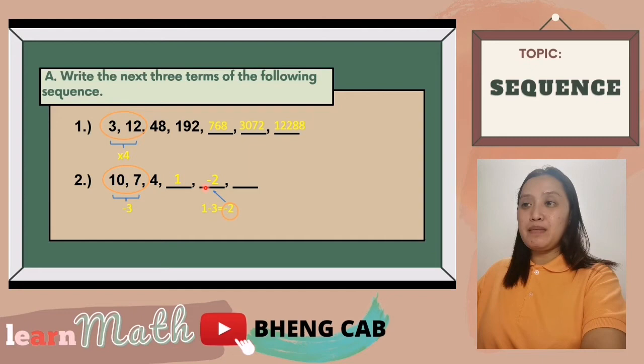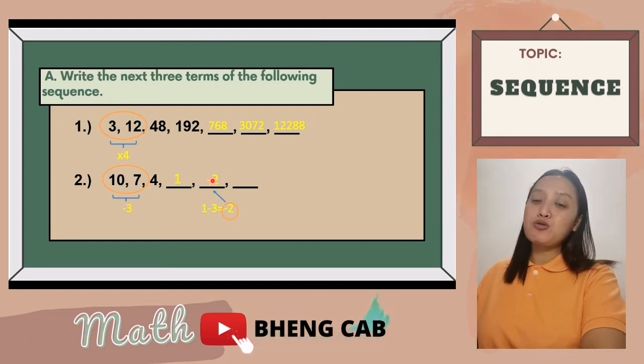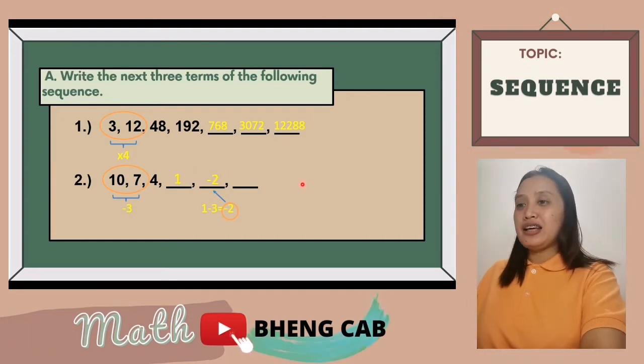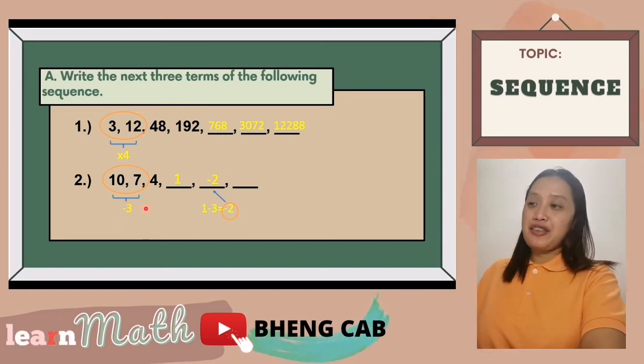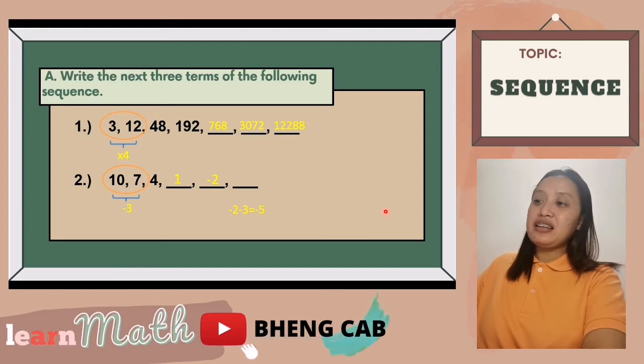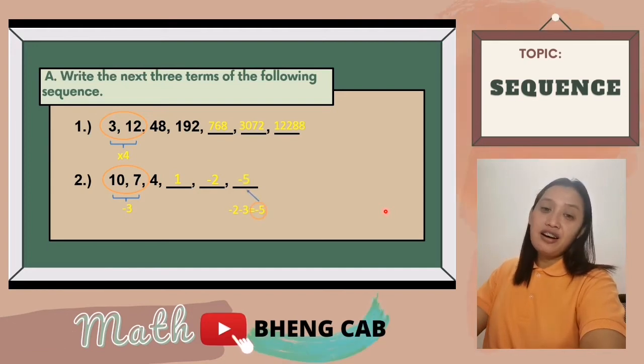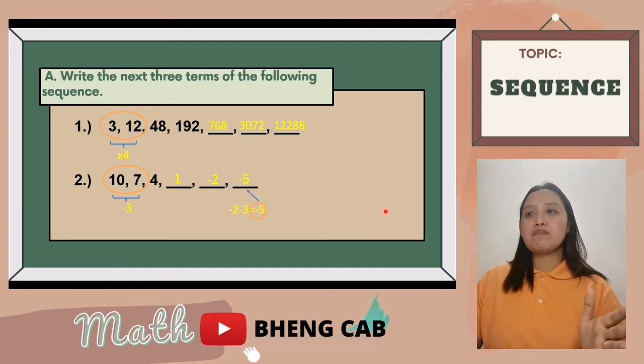Okay, nahanap natin yung panglima. Paano naman natin mahanap ang susunod sa negative 2? Ganun lang din. Negative 2 minus 3. That gives us negative 5. So, ganun lang siya kasimple.